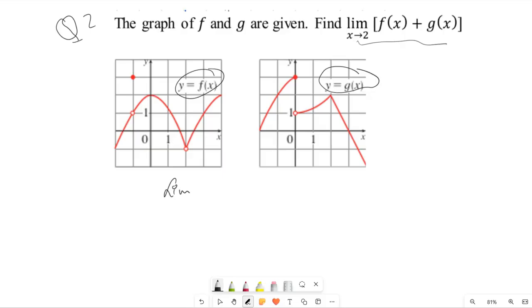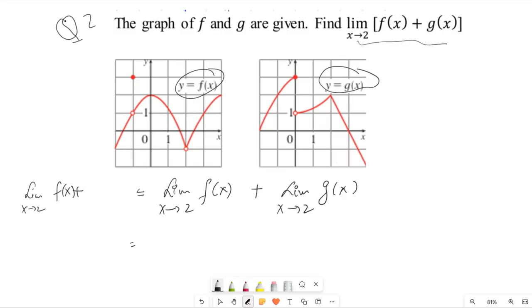Now we learned from the limit laws that this limit can be separated as these two limits, and we need to find each of them and we can just add them. So the limit as x approaches 2 of f of x plus g of x should be these two limits separately. Let's talk about this first one here.